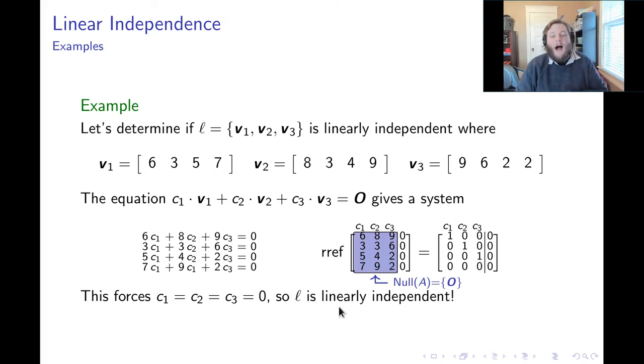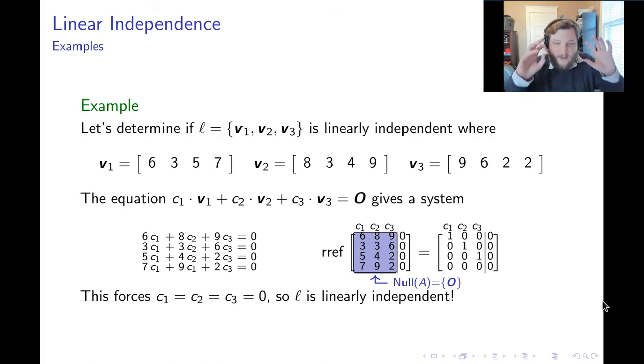Now, I want to point out here that in the process of going through this problem, what we're really doing is uncovering the fact that the matrix obtained by inserting the vectors we are interested in into the columns has a null space that only has the 0 vector in it. So this will end up being important in a moment.